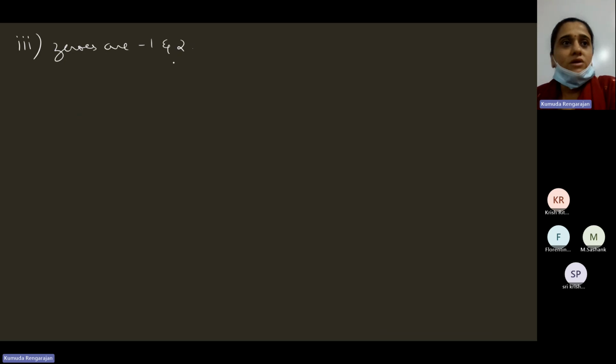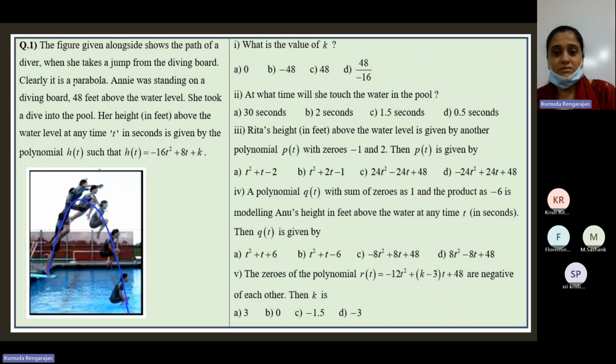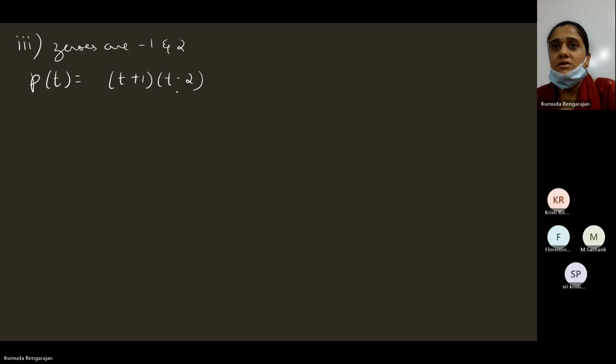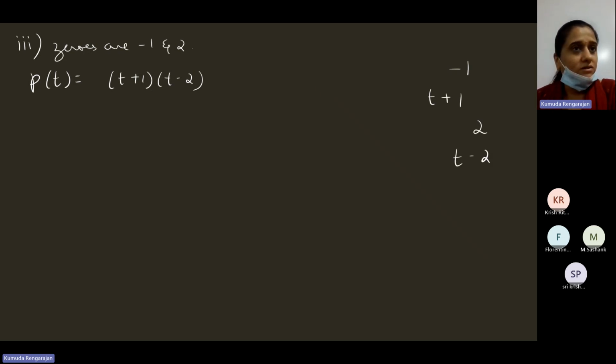So how do we construct a polynomial given the zeros? The variable is t here. So P of t is equal to... How do you find the polynomial? T plus 1 into t minus 2. The product of the factors. If minus 1 is a zero, then t plus 1 should be a factor. If 2 is a zero, then t minus 2 should be a factor.